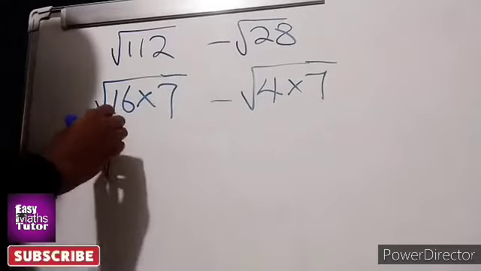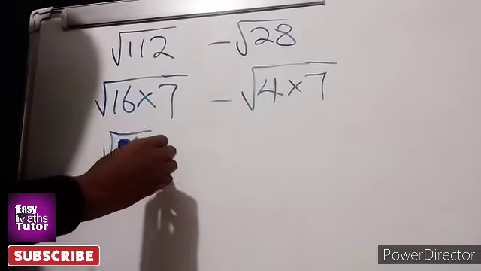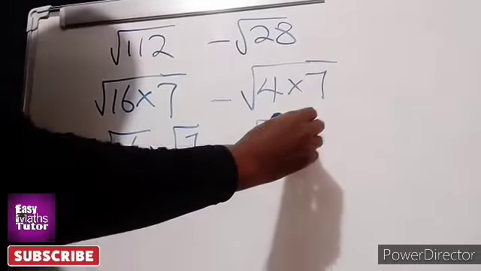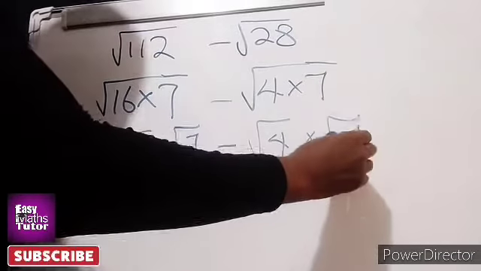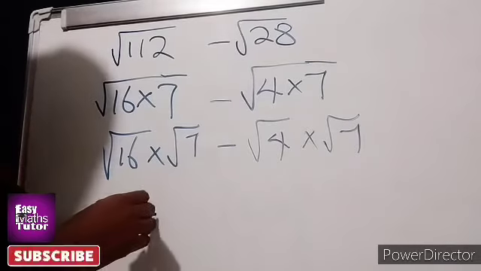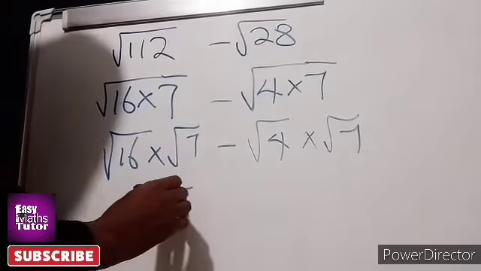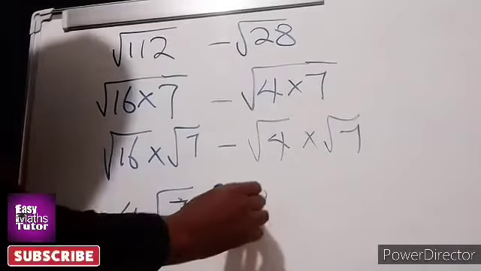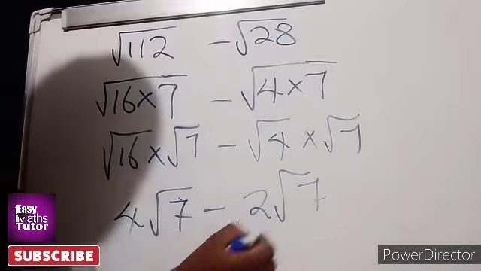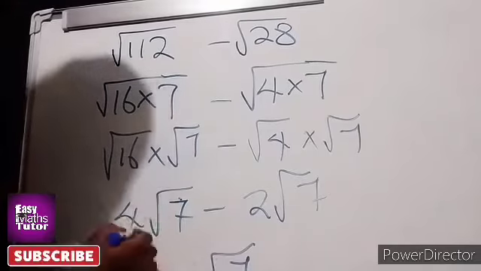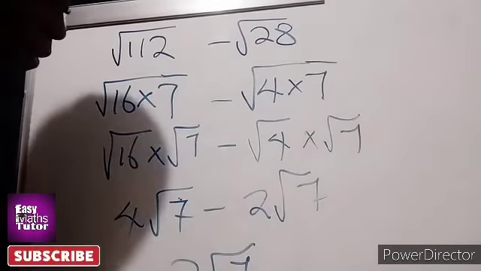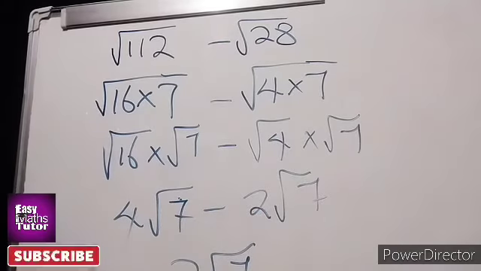So looking at it at a glance, we're already seeing the base of 7 here. So we'll split it up according to our first law, right? The square root of 16 is 4, giving us 4 root 7. The square root of 4 is 2 root 7. 4 minus 2, first of all write the root 7. 4 minus 2 gives you 2. So our answer is 2 root 7.